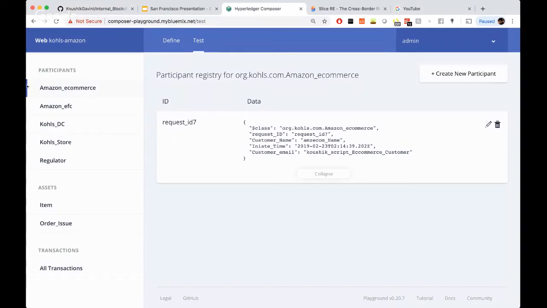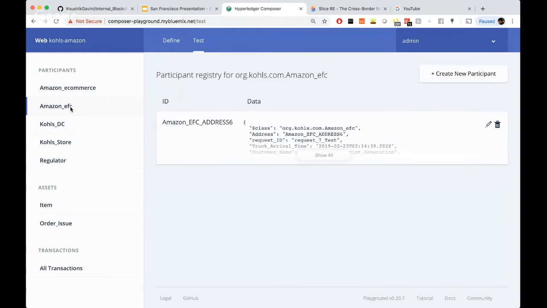So what a participant is, right? Just in English, a participant represents an entity, a member in the blockchain network. So Amazon e-commerce is a request that represents Amazon.com. Kohl's EFC, e-commerce fulfillment center. I learned that the hard way. I had to learn what supply chain and retail meant for like a week or two. As an engineer, it was not friendly at all. And I actually learned there's a lot of IoT devices. I took them all out because they're sensitive to Kohl's APIs. So Amazon fulfillment centers, Kohl's DC, Kohl's store.